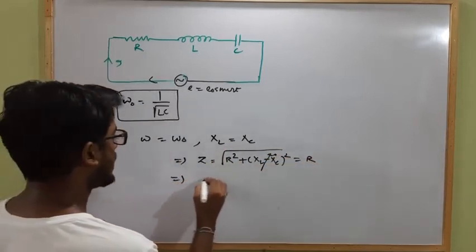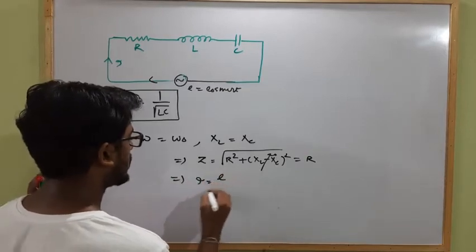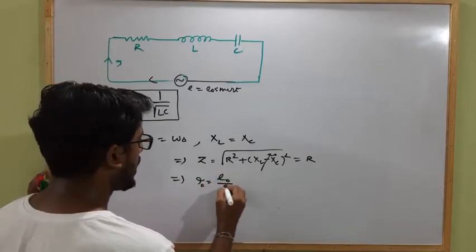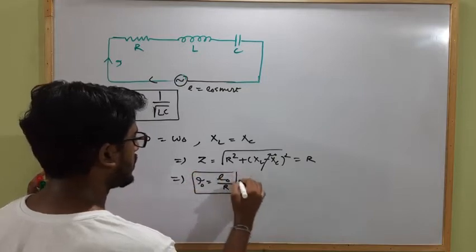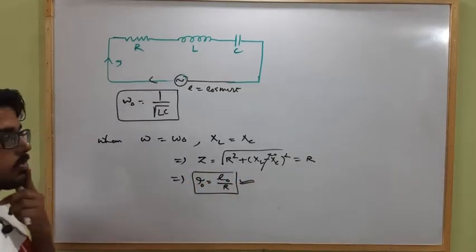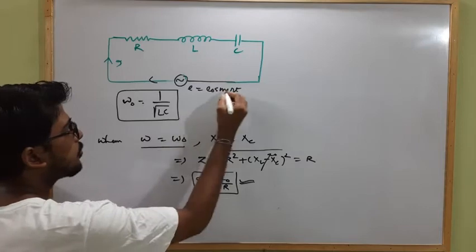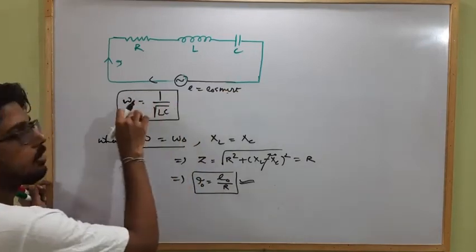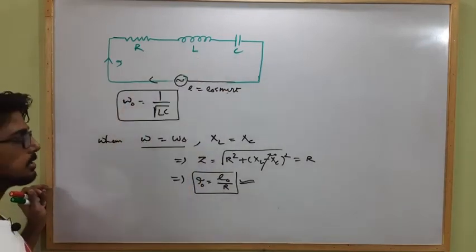So this implies we will get I naught equal to E naught by R, which is the maximum value of I naught, when omega, the output frequency, is equal to the natural frequency of the LCR circuit.